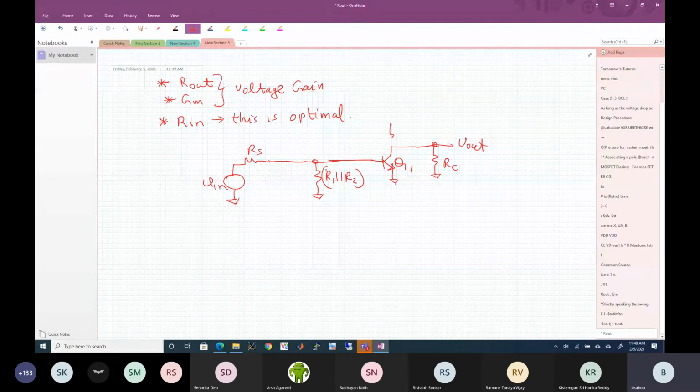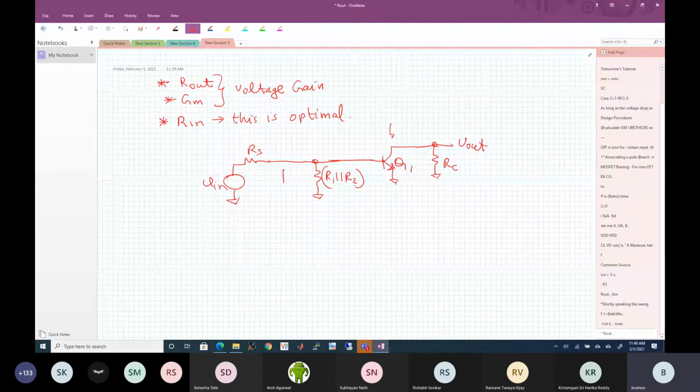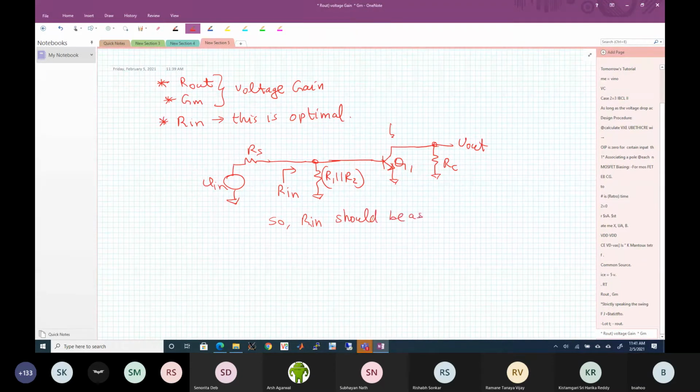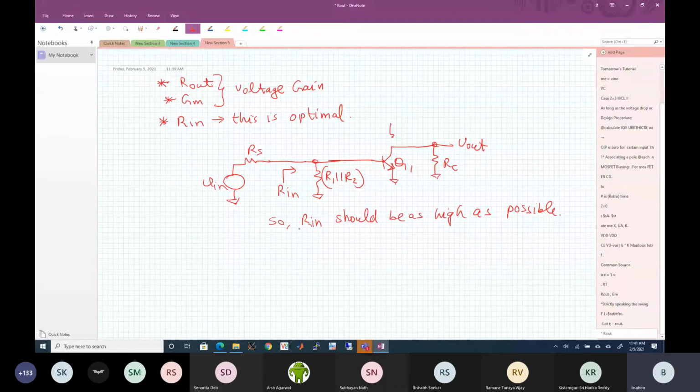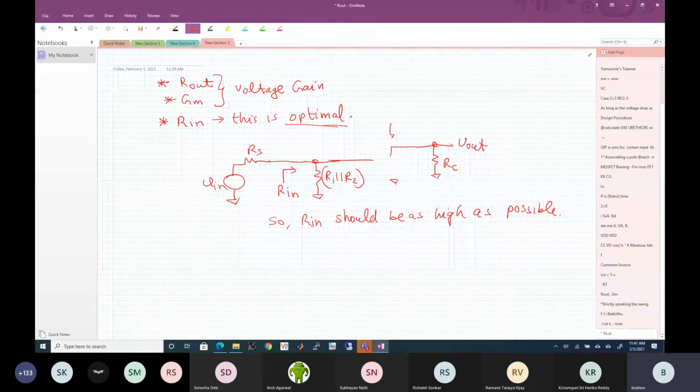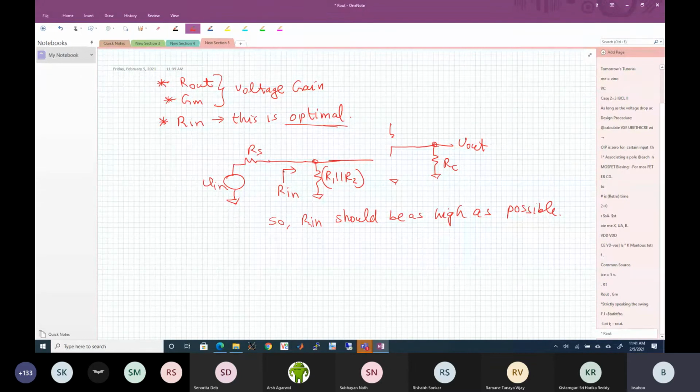In this scenario, we are trying to build a voltage amplifier, so Rin should be as high as possible. But if I am trying to build a current amplifier, then Rin has to be as small as possible. That's why I said that Rin should be optimal. It could be infinity or it could be zero. That is the reason why we try to quantify, because we need these parameters.